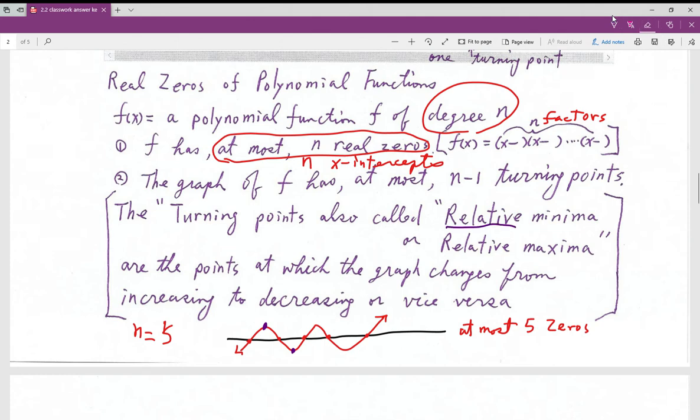Let me change to another color. So you have local maximum, local minimum here. How many of them? n minus 1. So start from the number 1 x-intercept, and when you go to number 2 x-intercept, you find 1. And when you go to number 3 x-intercept, you find another 1. And when you go to number 4 x-intercept, you find another 1. Goes to number 5 x-intercept. So you have 5 x-intercepts.